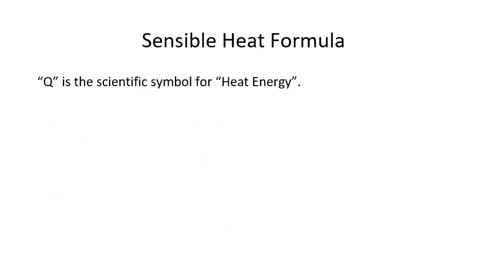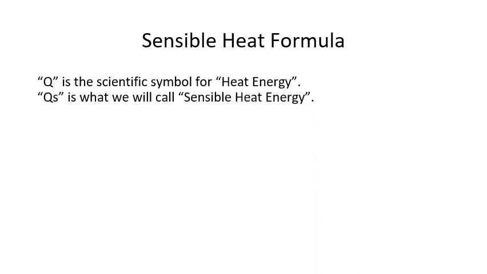So before we look at this sensible heat formula, we need to be able to understand what the symbols in that formula will mean. And it's not hard. Don't get confused or intimidated by seeing symbols that you don't recognize. The first symbol that we're going to see is Q, and that is a scientific symbol for heat energy that's used in physics. Qs is what we're going to call today the sensible heat energy. So that is the sensible heat in BTUs per hour that we're calculating using the sensible heat formula.